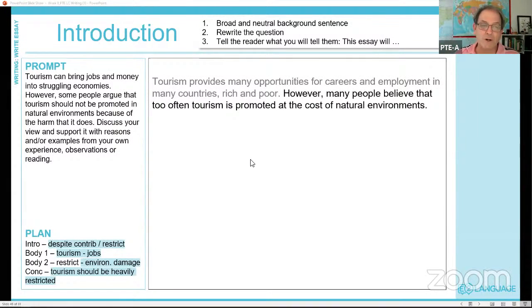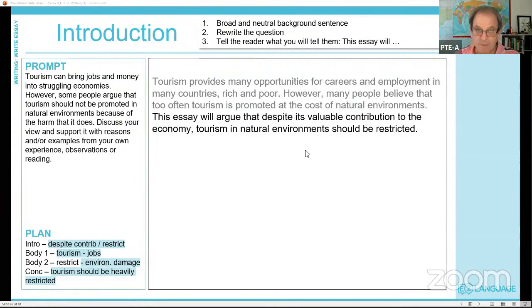Then we're going to incorporate the two sides of the argument and make sure that it's included in this early part of the introduction. However, many people believe that too often, tourism is promoted at the cost of natural environments. So there's the other side of the argument, and it incorporates the main opening idea. Yep, we don't favor one or the other. We're just making that as a statement. Now we can favor one side or the other. This essay will argue that despite its valuable contribution to the economy, tourism in natural environments should be restricted. And that's our thesis statement or our main idea for our essay.